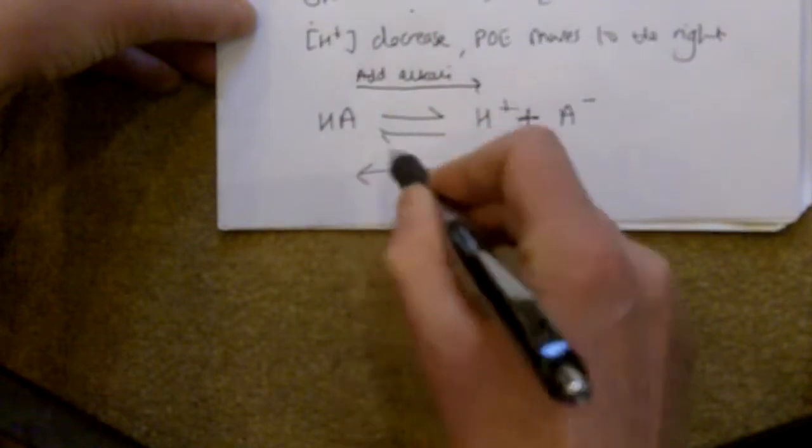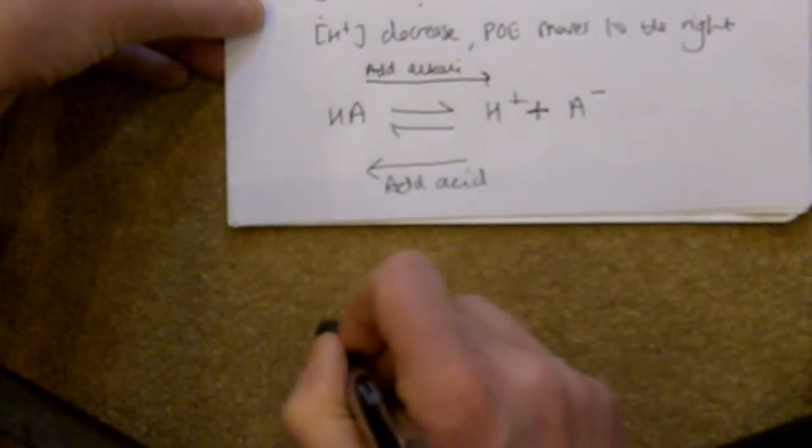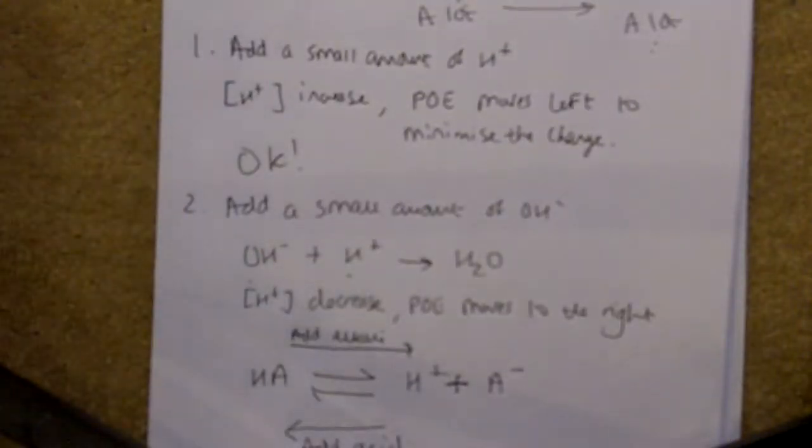So in summary, let's just summarize. If you've got a buffer with a weak acid and the conjugate base, if you add alkali, then the position of equilibrium moves to the right. If you add acid, then the position of equilibrium moves to the left. That's just in summary, okay? So adding alkali moves it to the right, adding acid moves it to the left. So that's how it works.